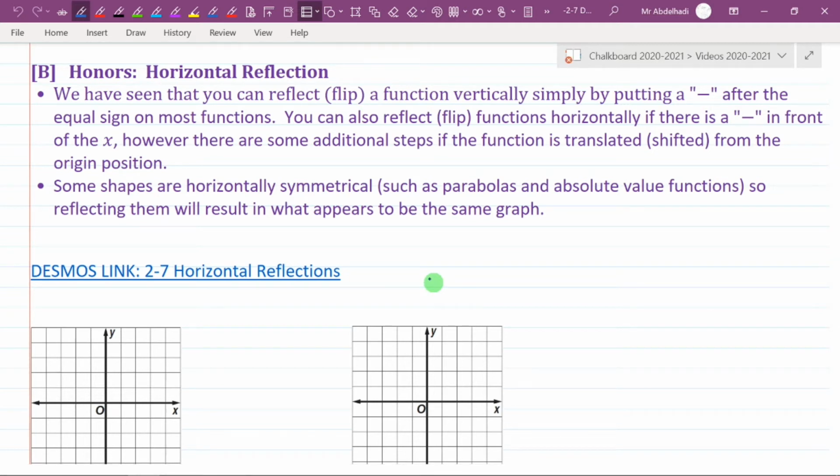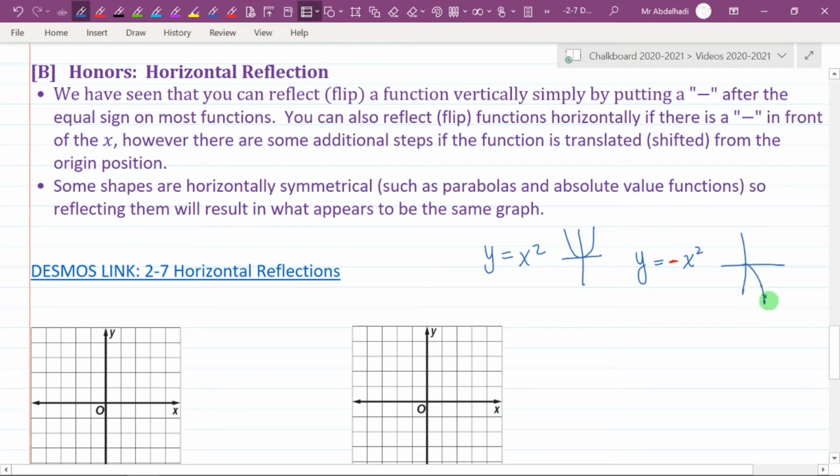Now we've been flipping things vertically simply by putting a negative after the equal sign. So let's say, for instance, you have y equals x squared, and you know that looks like this. How do you flip it upside down? Simple. You just put a negative right after the equal sign, and now it becomes an upside down parabola. So we see that just putting a negative after the equal sign will flip a shape vertically from its center wherever it is.